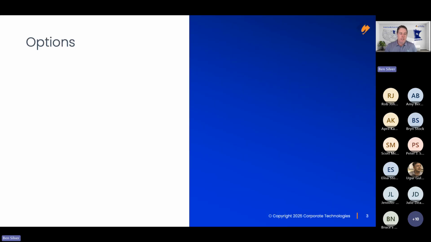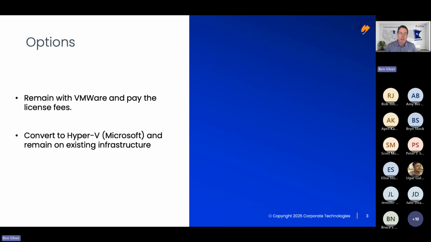So when we talk about options, most customers, especially those that do not even meet those minimum requirements, are looking for solutions to move away from VMware. A couple of the options for customers: A, they can remain with VMware and pay those license fees, even if it's at that minimum. Another option is to convert from VMware. We have a lot of customers that are moving to Hyper-V as their hypervisor to continue managing their virtual machines and virtual servers on their existing hardware infrastructure.